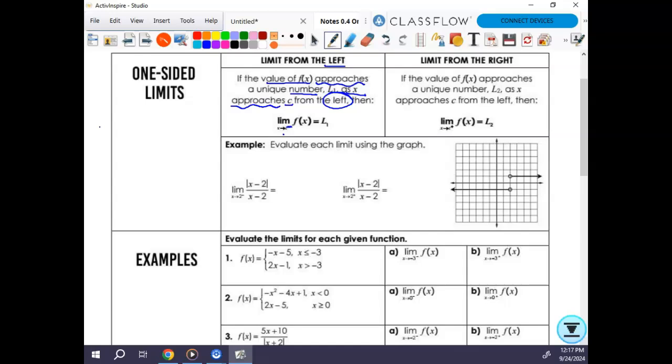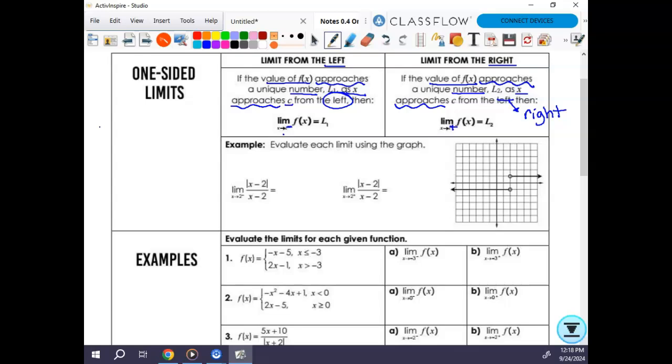All right? And then if I have a right-sided limit, I have the value of f of x approaches a unique number as x approaches, remember, we might not actually get there. And then it says left again, which makes no sense, so we're going to change that to right. And then the c has a little plus sign, which is easier to see on your paper. On my board, it looks like a blob. But that means we're coming from the right. Not going to the right, coming from the right.